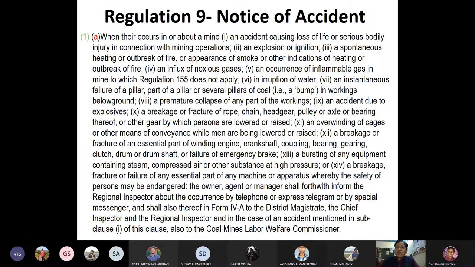Sometimes also an explosion takes place in the mines, because in the coal mines methane gas is there. So whenever the methane gas comes in contact with oxygen, a methane explosion takes place, or some ignition or fire takes place in the mine. So that is an accident in the mine. Sometimes the coal also catches fire, which is known as spontaneous combustion of coal. A spontaneous heating or outbreak of fire takes place because of spontaneous heating of coal, or there is an appearance of smoke because of the fire in the coal seam. Sometimes the smoke comes out from the strata, or there is some indication of heating. Temperature rises whenever the coal is heated, or sometimes there may be an outbreak of fire. So these are all different types of accidents which take place in underground coal mines.